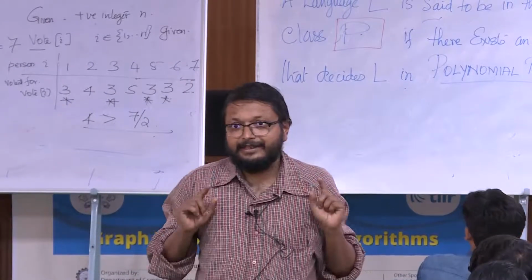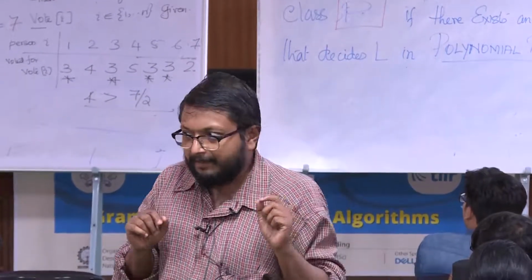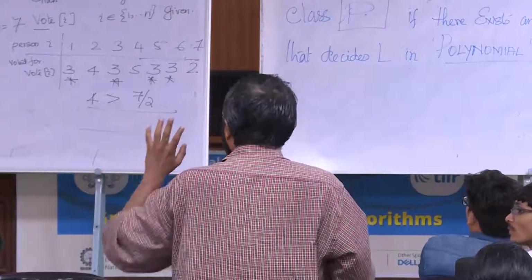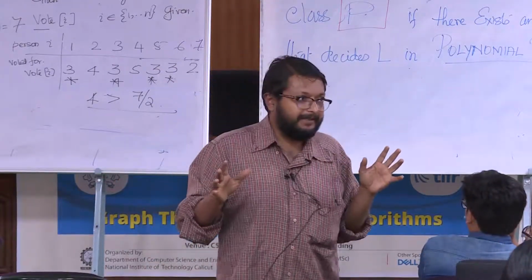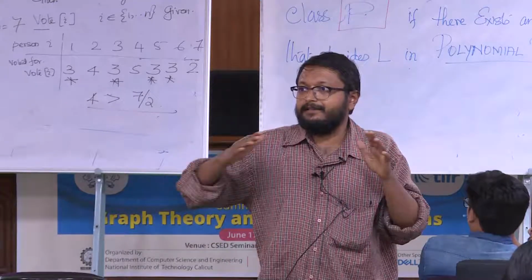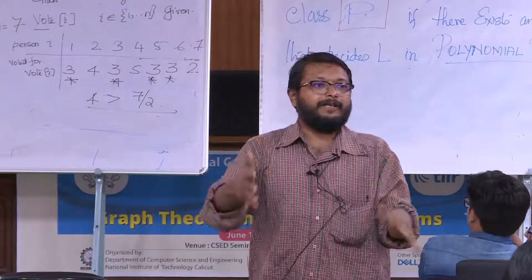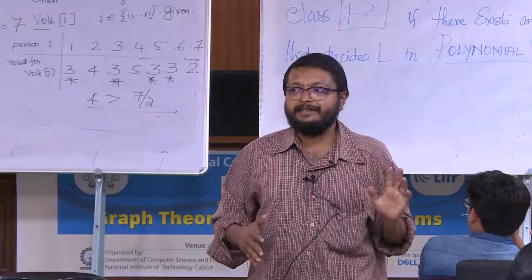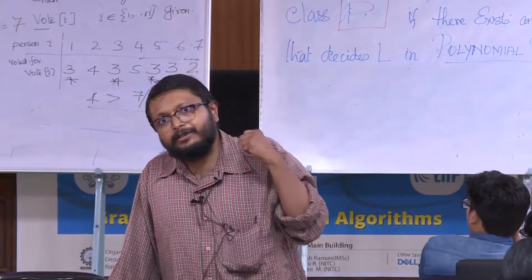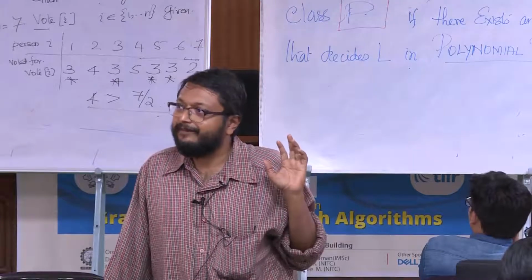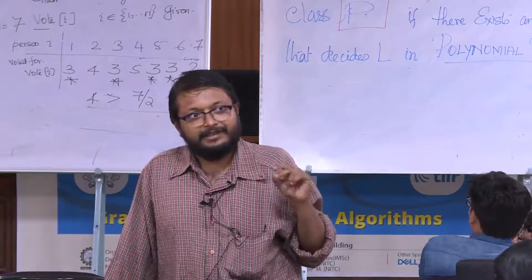Now think about it like this. Assume for the time being that there is a leader. That means there are two cases possible, right? One possibility is that nobody is actually a leader. The other possibility is that there is a leader. Assume for the time being that there is a leader. Now think of the algorithm.